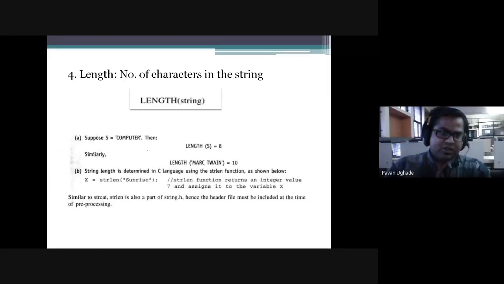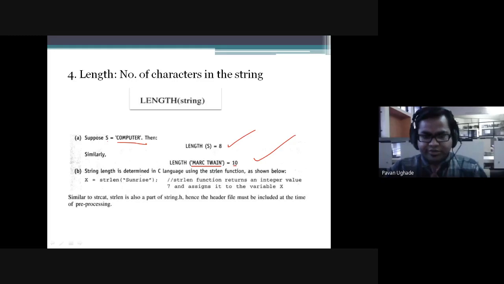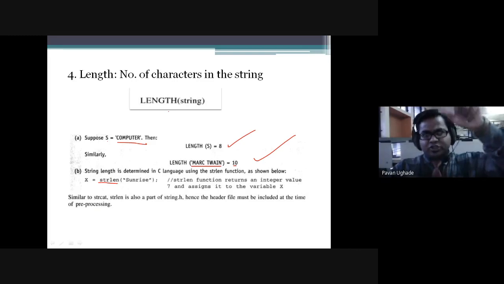Length. Let us assume you have one string s which is holding computer. Then length of s is 8, right? 1, 2, 3, 4, 5, 6, 7, 8. That's what the length is. Similarly, if I consider the length of Mark Twain equals 10. I think you are already aware of it. strlen is the function which we have used in C programming, right? As it is part of string.h, before writing, in the pre-processing, you have to import the string.h header file, right?